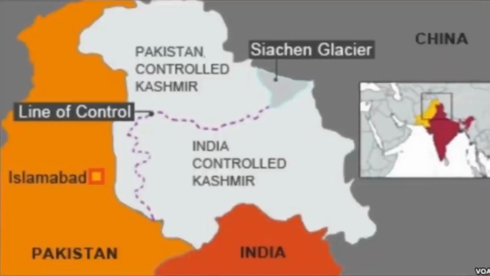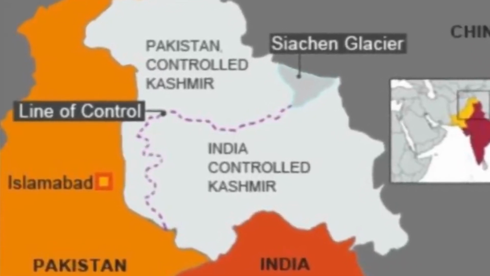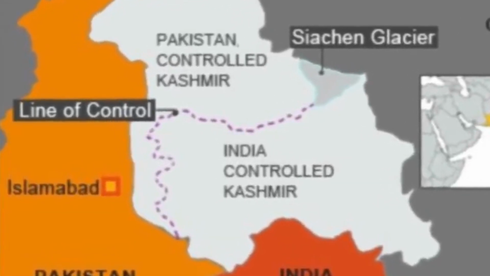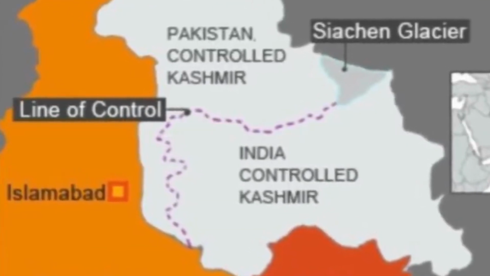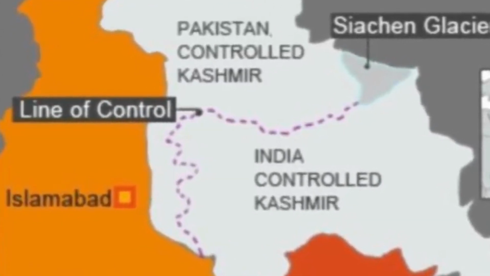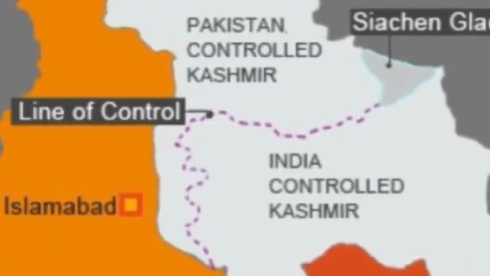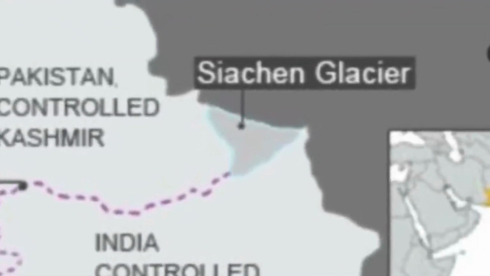Now, this is because the line that divides the two countries is not actually an international border determined by officials, but rather it's considered a line of control which was the result of a ceasefire. And the fifth point of controversy that we're going to look at is the Siachen Glacier.